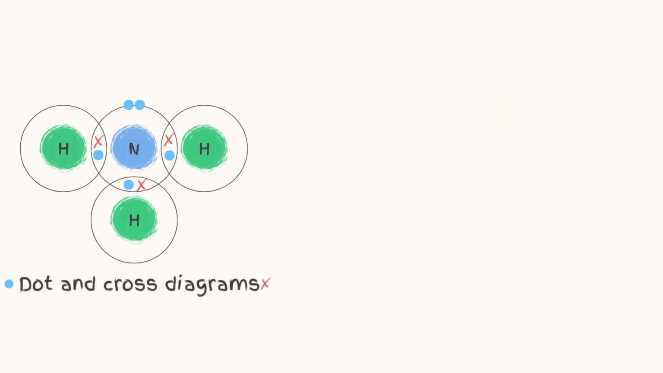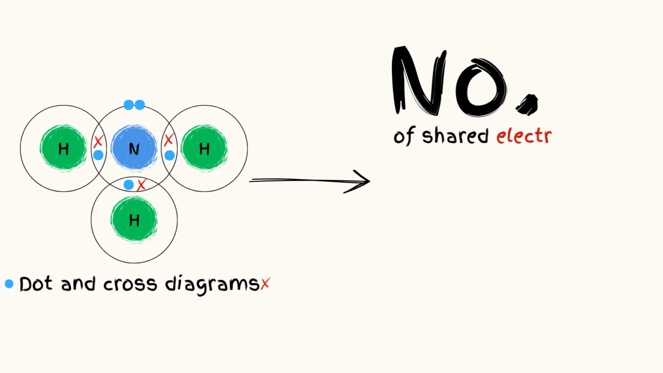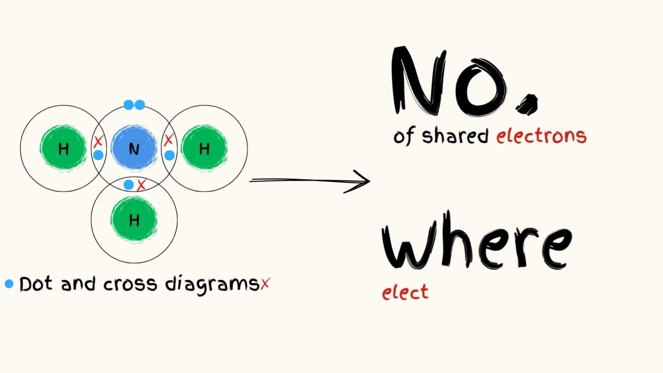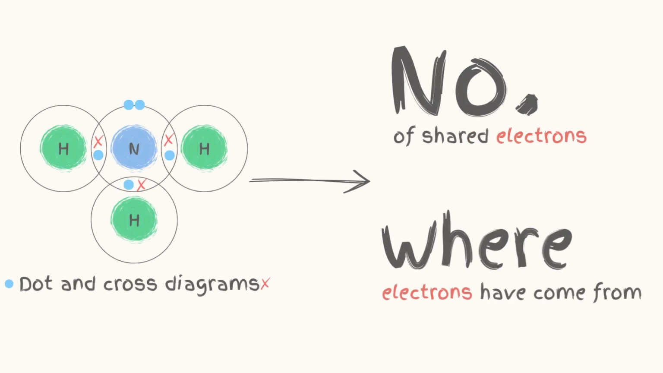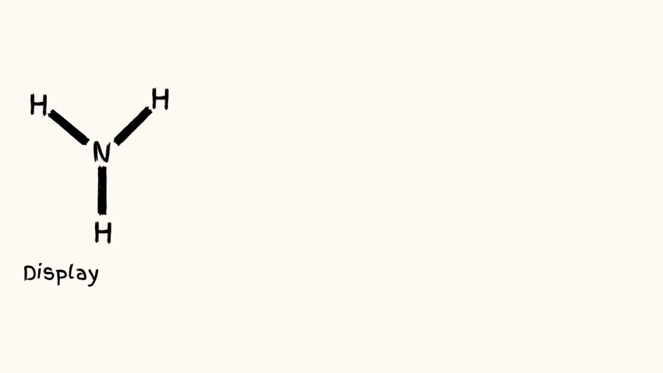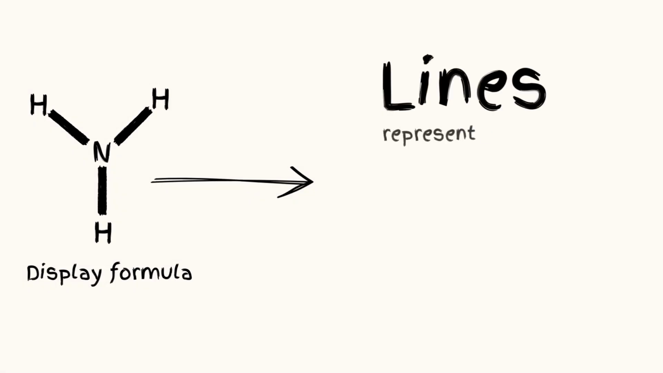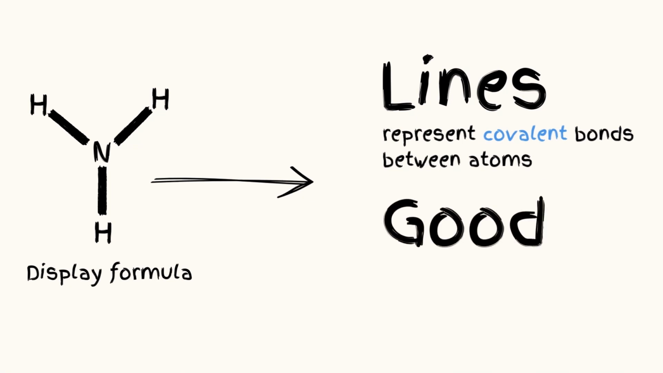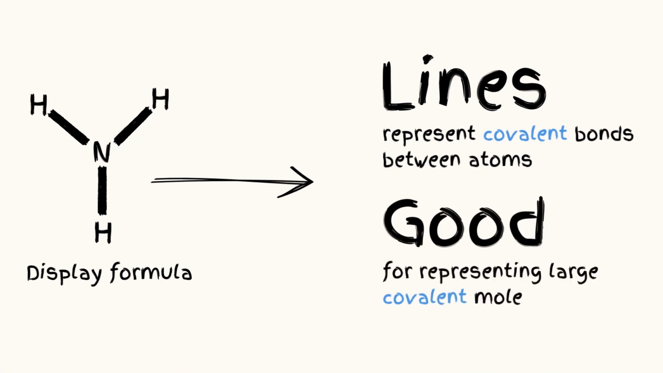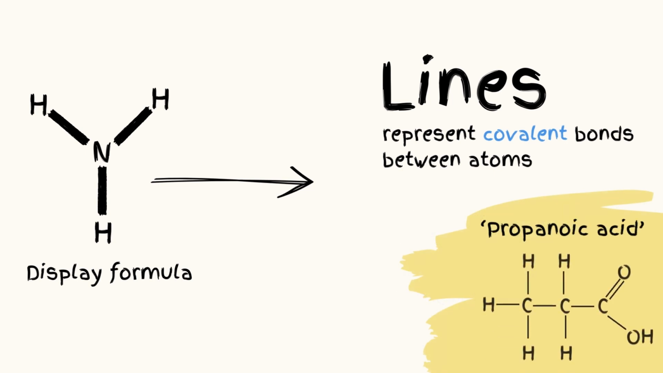As a quick recap, dot and cross diagrams are useful as they allow us to see the number of shared electrons a covalent bond has and where the electrons have come from. Covalent molecules and compounds can also be represented using a display formula, where the lines represent covalent bonds between atoms. Display formulas are good for representing large covalent compounds or molecules with lots of bonds. For example, propanoic acid would be difficult to draw using a dot and cross diagram.